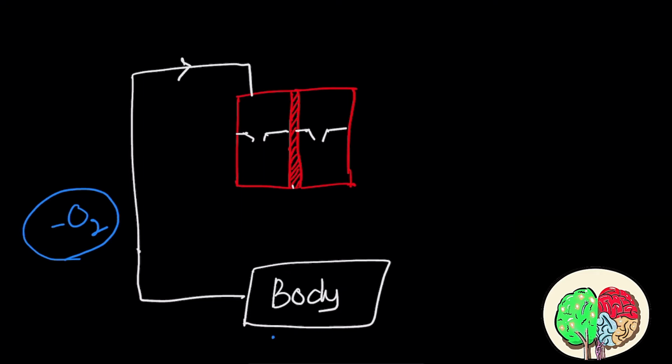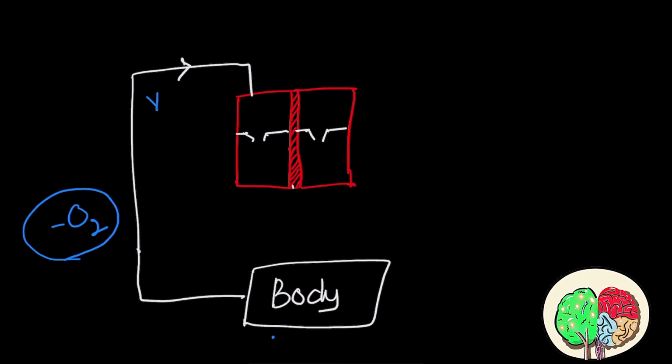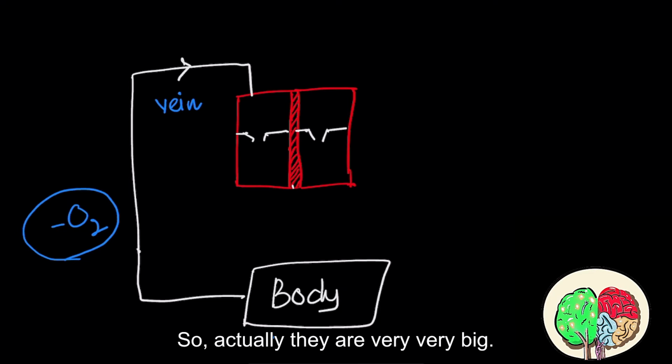So back towards the heart, it is a vein. So we must call it a vein, but the problem is it is very, very large because it carries all the blood from the body. So actually they are very, very big and they can be classified into two parts, because one vein carries the blood from the upper body and the other vein carries the blood from the lower body. So one is the superior vena cava and the other one is the inferior vena cava.